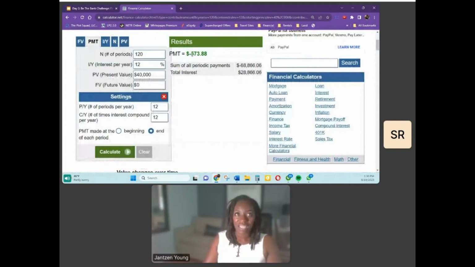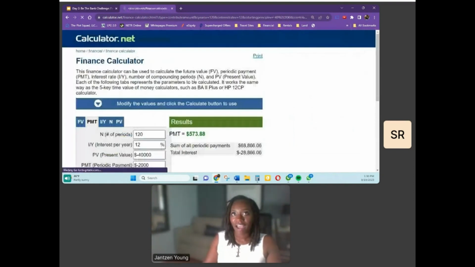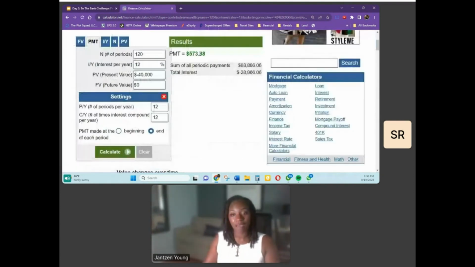$573.88. Now, why the negative numbers? That's just because we always have to have money coming in and flowing out. So realistically, in an investment, I would have $40,000 leaving my bank account, and then $573.88 would be coming into my bank account every month. For the borrower, it's quite opposite. The borrower gets $40,000 today, and $573.88 will leave their account for the next 120 months. So that's how the signs work.